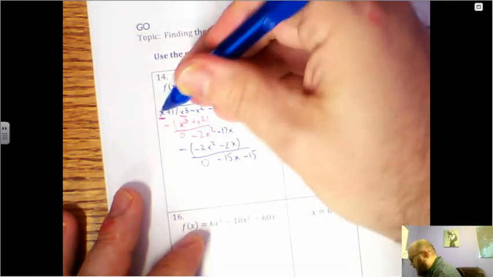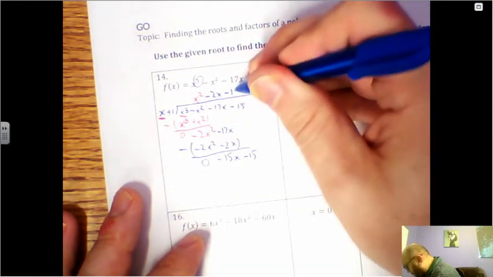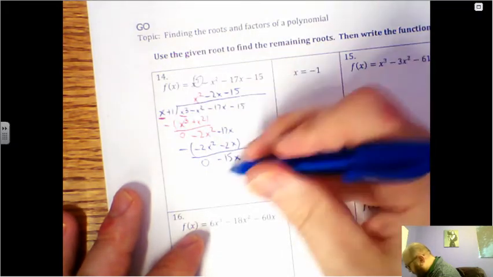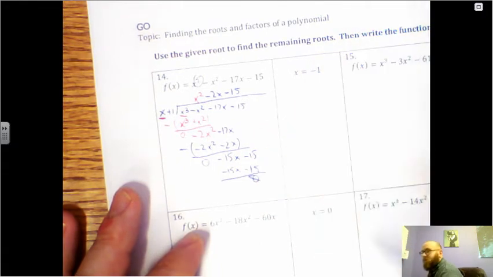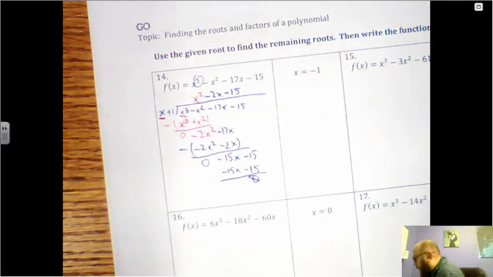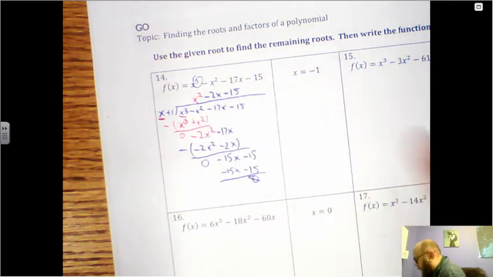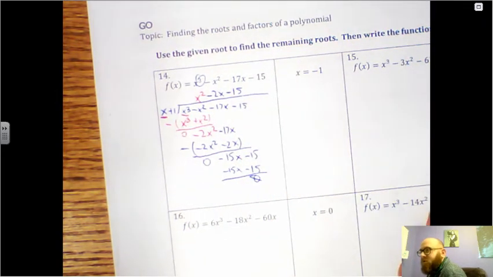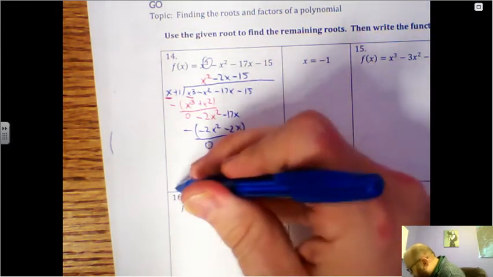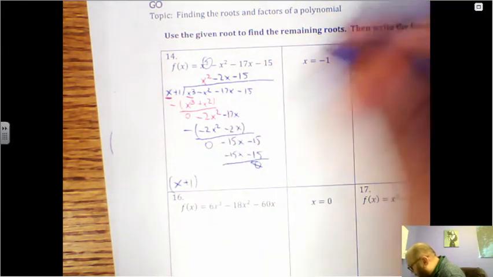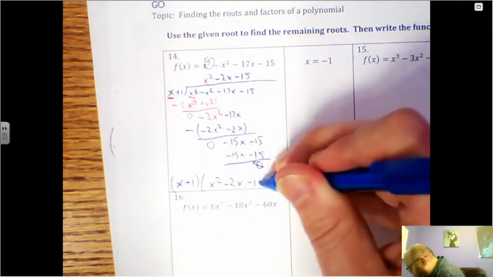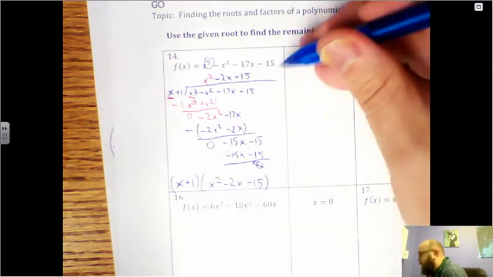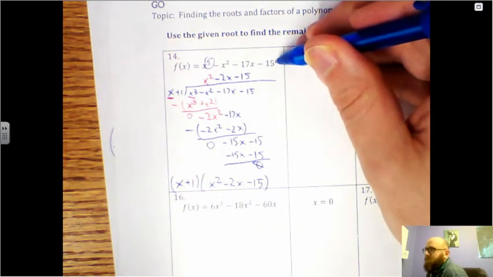What do I have to multiply x by to get negative 15x? I have to multiply it by negative 15. Negative 15 times x is negative 15x. Negative 15 times 1 is negative 15. And it zeroes out. Okay, so right here, I know that I've factored it down just a little bit, where I know that x plus 1, given the root I already had, times x squared minus 2x minus 15 is a more factored form of my original equation of x cubed minus x squared minus 17x minus 15.